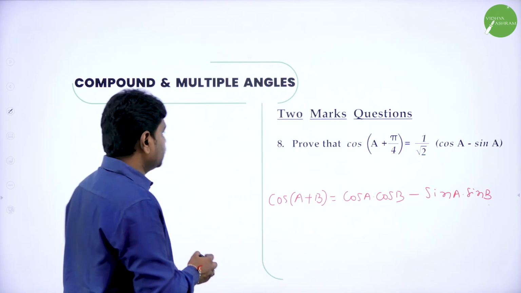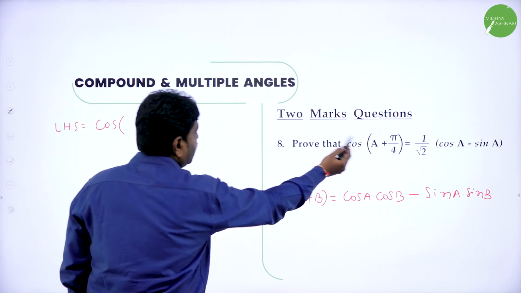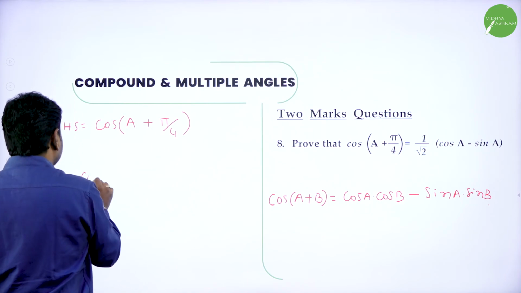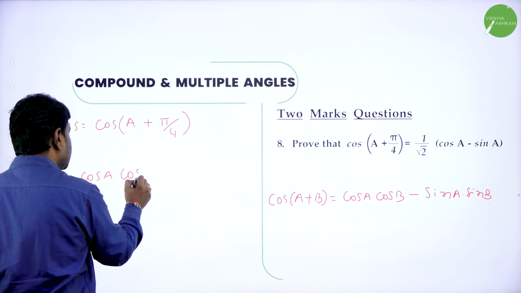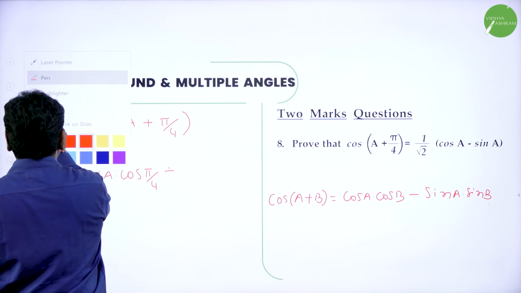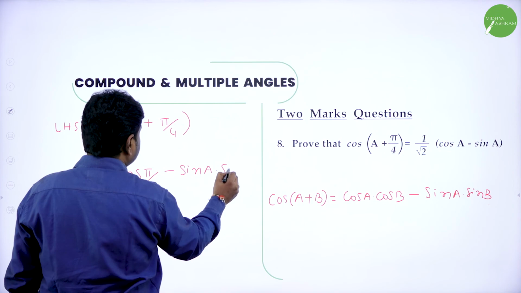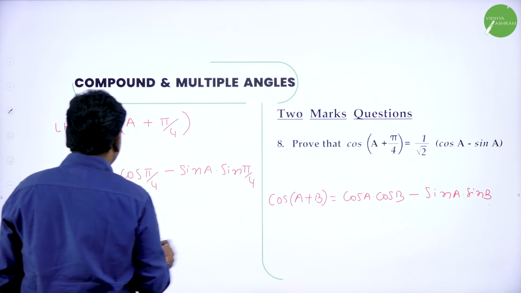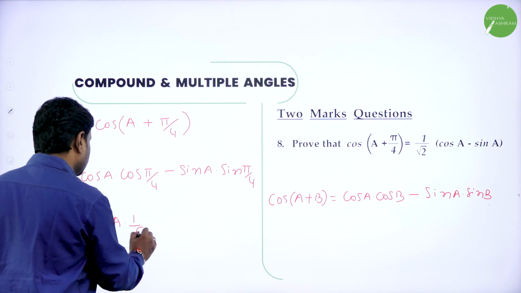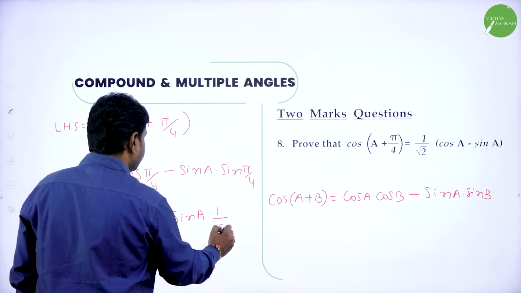So take LHS. What is the LHS? Cos of A plus pi by 4 in the problem. Now if you observe, it is in the form of cos of A plus B. What is cos of A plus B? Cos A cos B, so cos A cos pi by 4, and since the question is plus, we will get minus in the answer. So minus sin A sin B, sin A into, in the place of B we have pi by 4. You know, cos pi by 4 means cos 45. What is cos 45? 1 by root 2. Minus sin A into sin pi by 4. Sin pi by 4 means sin 45. Sin 45 is 1 by root 2.